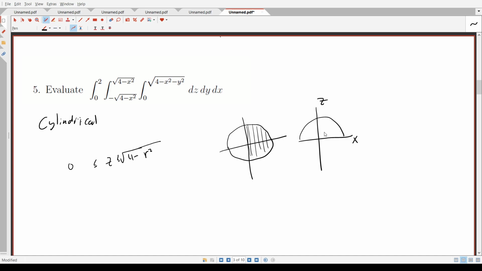Okay, so in this case, I don't know that cylindrical is necessarily the best. I did it with respect to spherical, but we can keep going this way. So we know that these are the bounds on z, and then so right because that goes from here up to here, right? The radius is 4 minus r squared. So I have the integral from 0 to square root of 4 minus r squared.